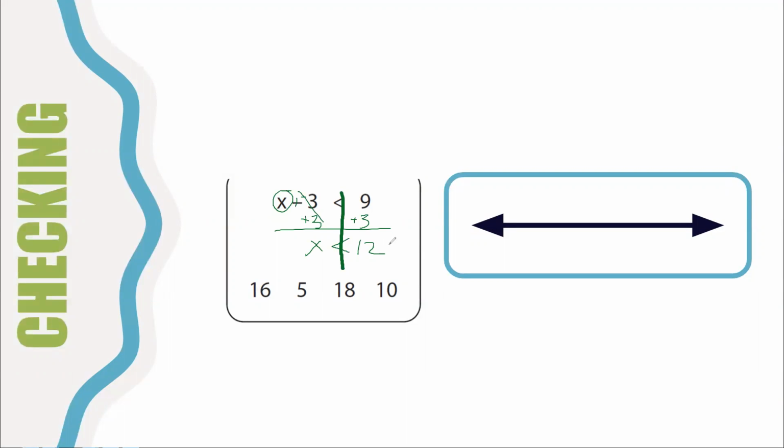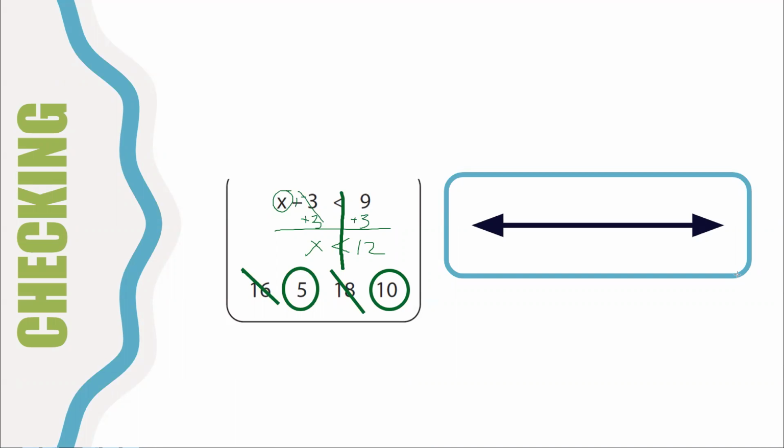So x is less than 12, which means any number that is less than 12 is a solution. So this 16 is not less than 12. So this is not a solution. Oops, I got my circle out. So this is not a solution. That 5 is less than 12 is a true statement, so that is a solution. 18 is less than 12. That's not true. So that is not going to be a solution. And then 10 is less than 12 is a true statement, so that is a solution.